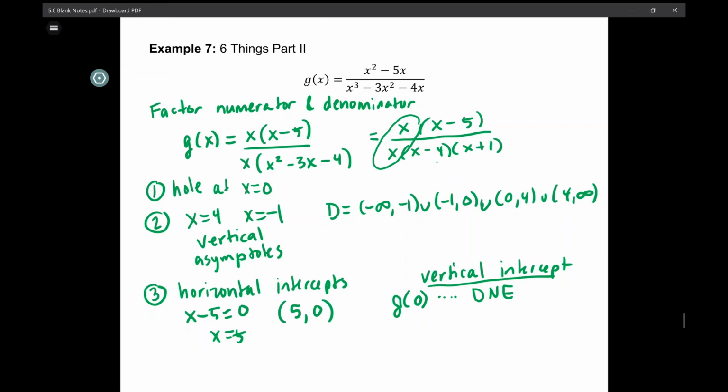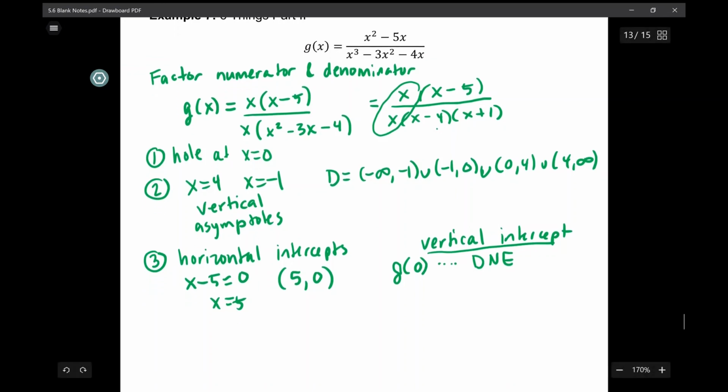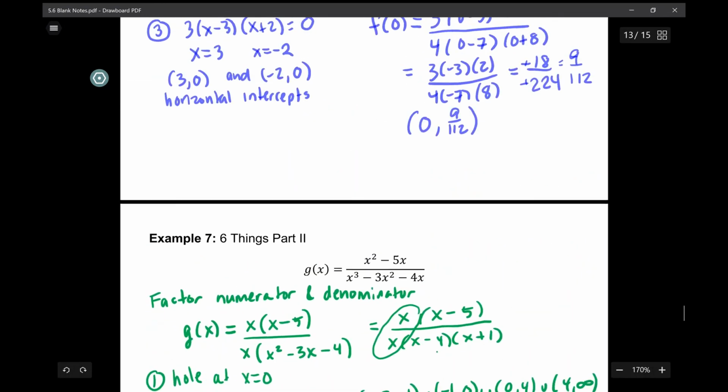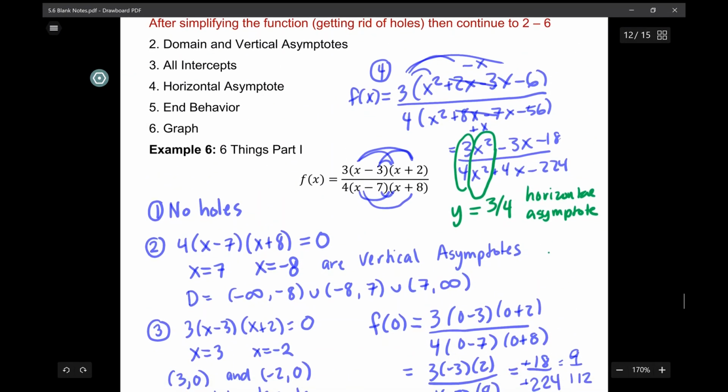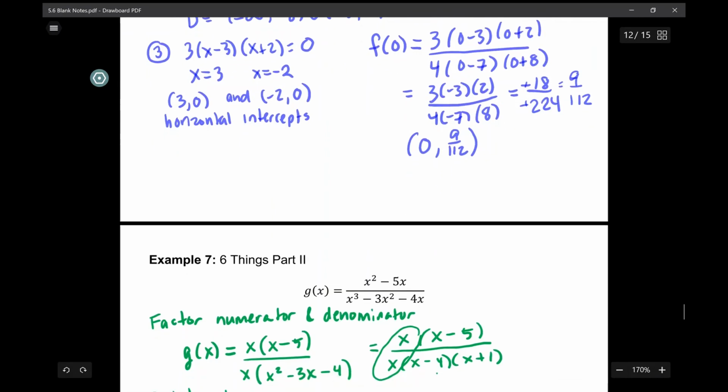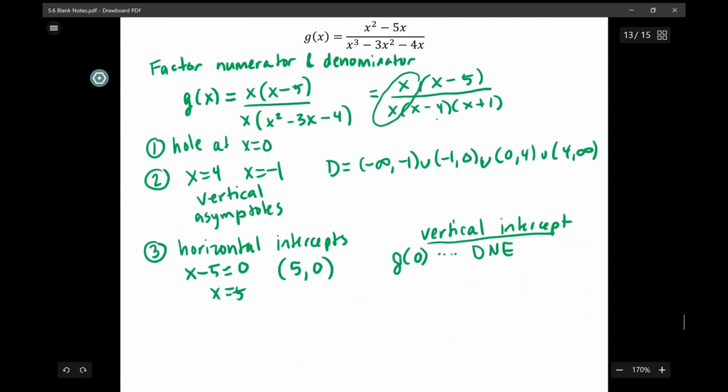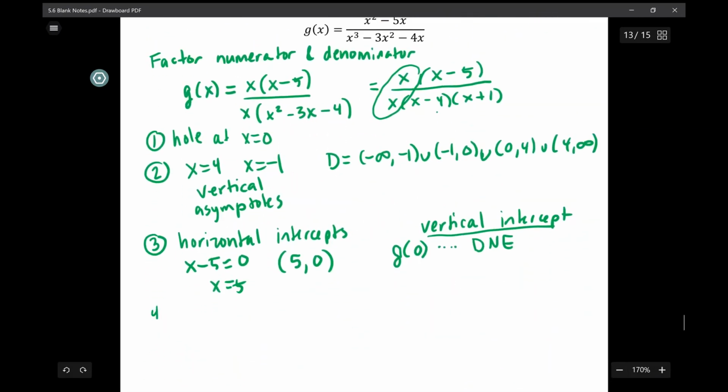All right, horizontal intercept, vertical intercept. Well, what do we need to do now? It's number 5. Oh, I think we're on number 4, actually. All intercepts was number 3. Number 4 is horizontal asymptote.